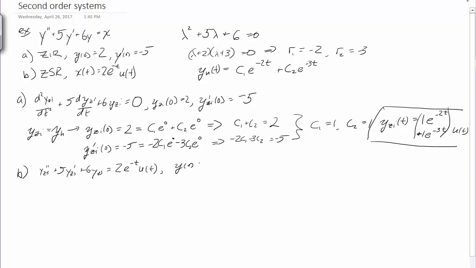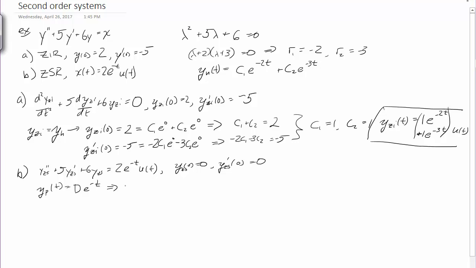But we also know that we have no initial conditions. So y_0 state at 0 is 0, and y_0 state prime at 0 is 0. Alright, so here we're going to have both particular and homogeneous parts. So the particular solution will again look like the forcing function. So let's call it d e to the minus t. And it has to satisfy this inhomogeneous equation.